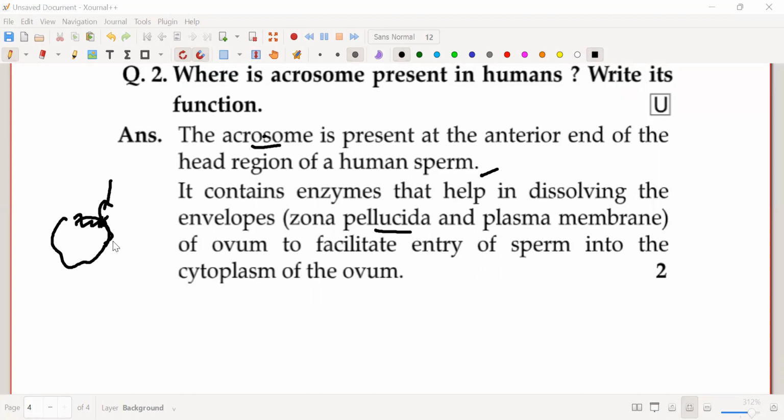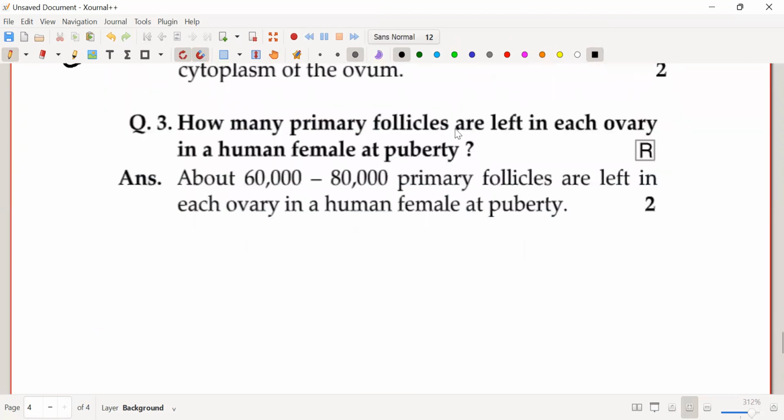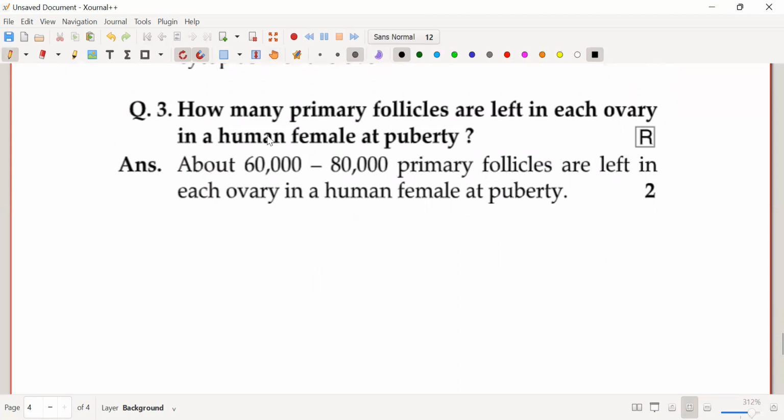Then the third question of this type: how many primary follicles are left in each ovary in the human female at puberty? 60,000 to 80,000 primary follicles are left in each ovary. But only one egg cell each month, around 28 days once, is being released. 60,000 to 80,000 primary follicles are present.